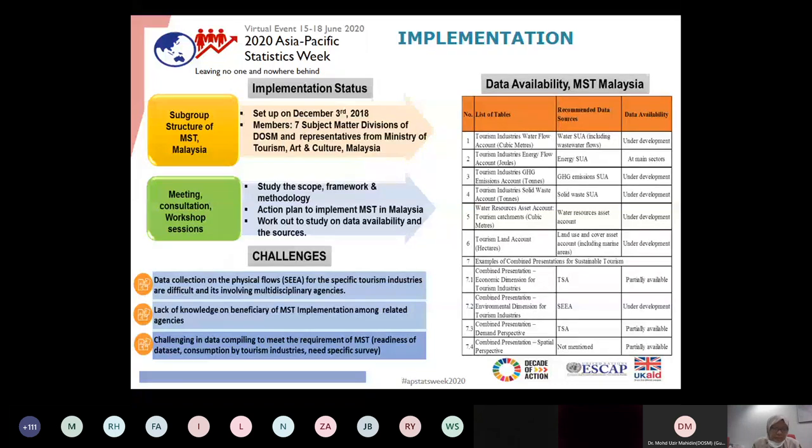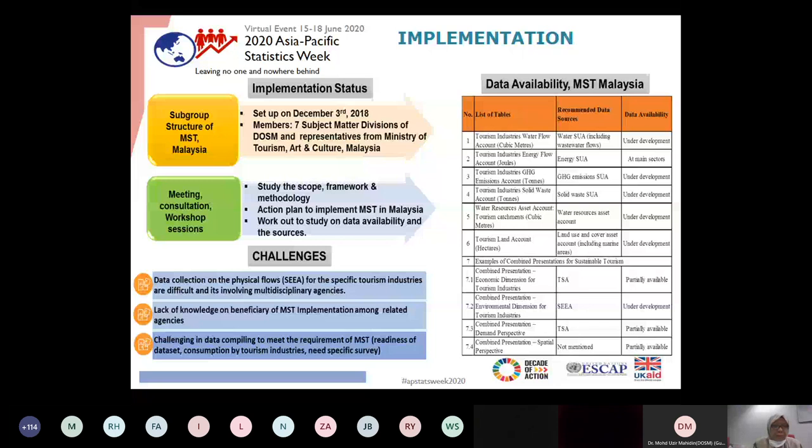So the challenges for Malaysia in setting up MST are that data collection in the physical flow for the specific tourism industry is difficult and involves multidisciplinary agencies. There is also a lack of knowledge and appreciation of the benefits of MST implementation among related agencies, and challenges in data compiling to meet the requirements of MST, the readiness of data sets for consumption by tourism industries and its specific trip survey.